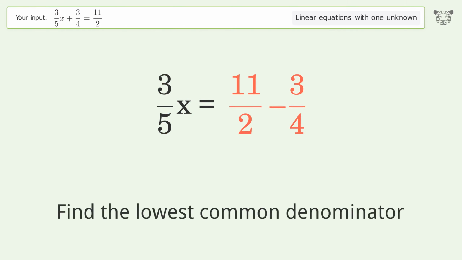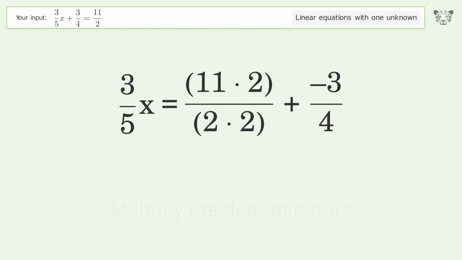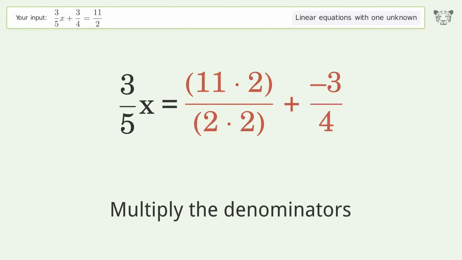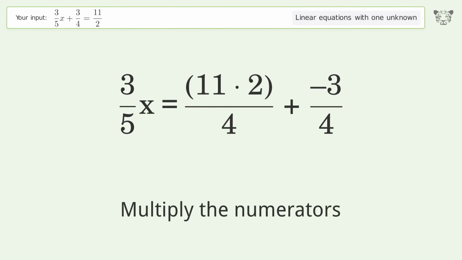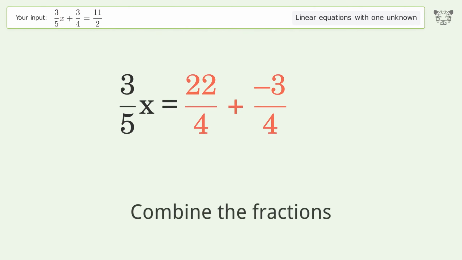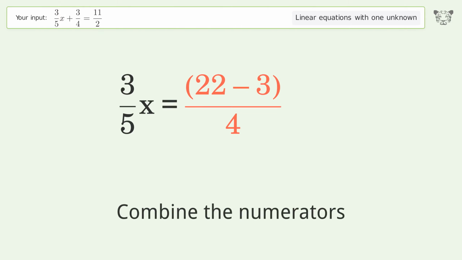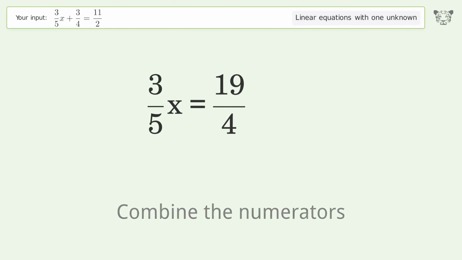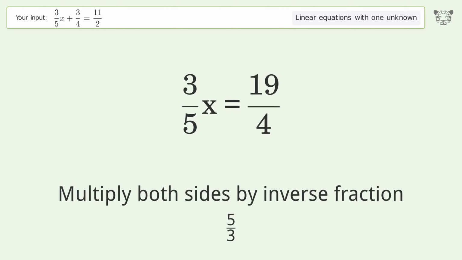Find the lowest common denominator. Multiply the denominators. Multiply the numerators. Combine the fractions. Combine the numerators. Isolate the x. Multiply both sides by inverse fraction 5/3.